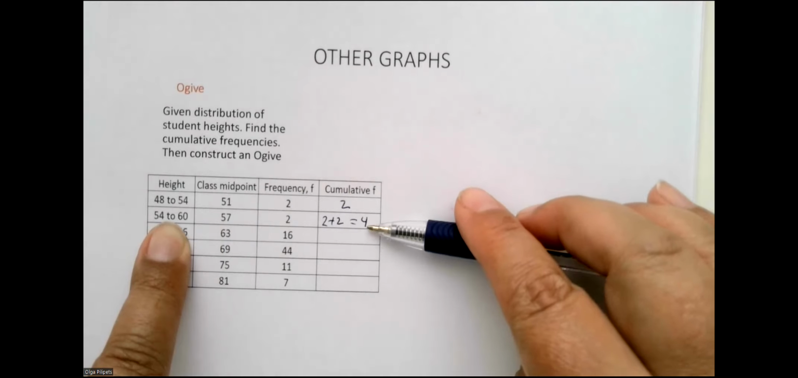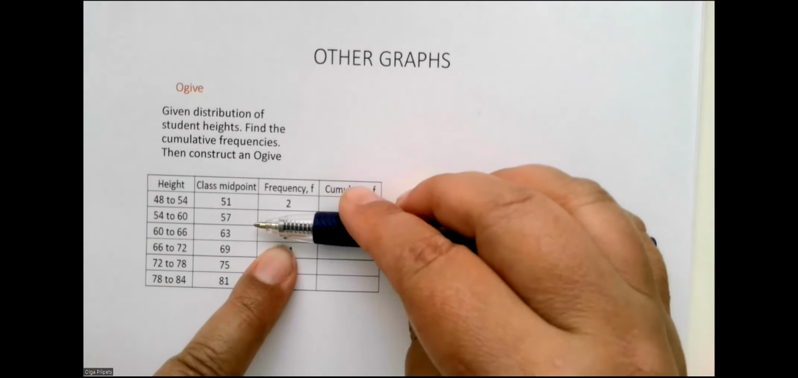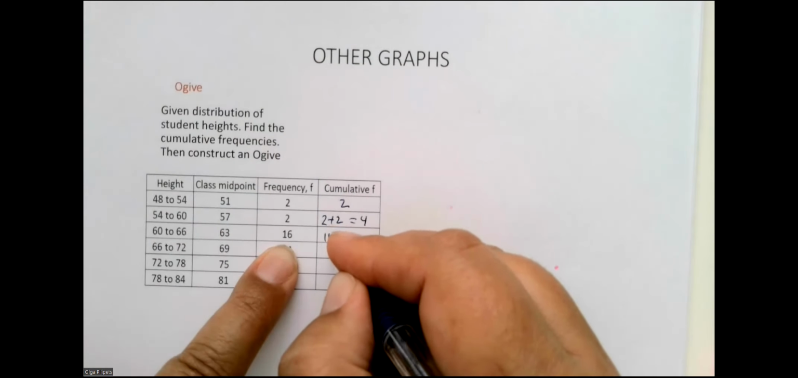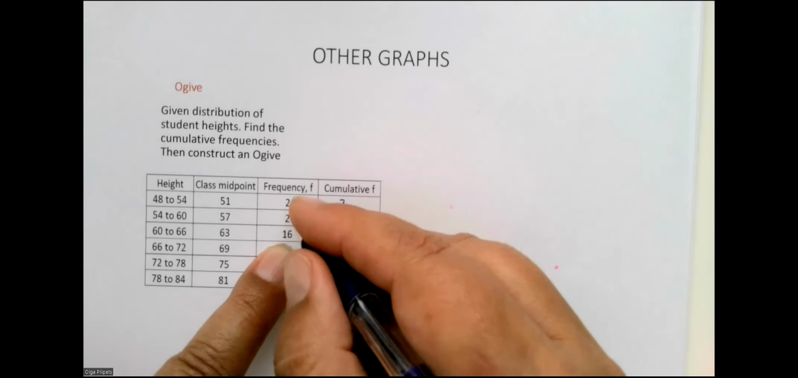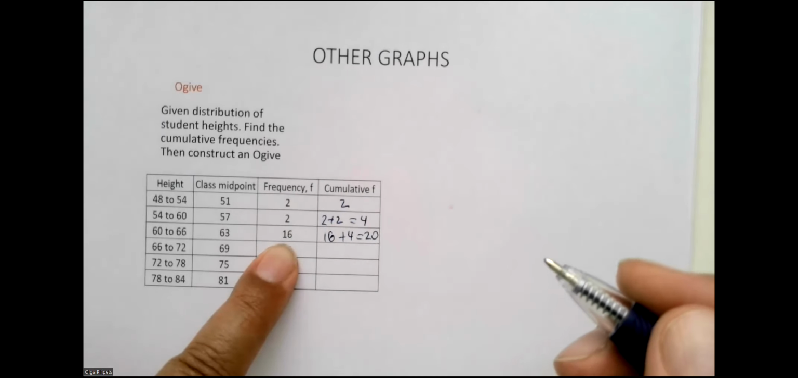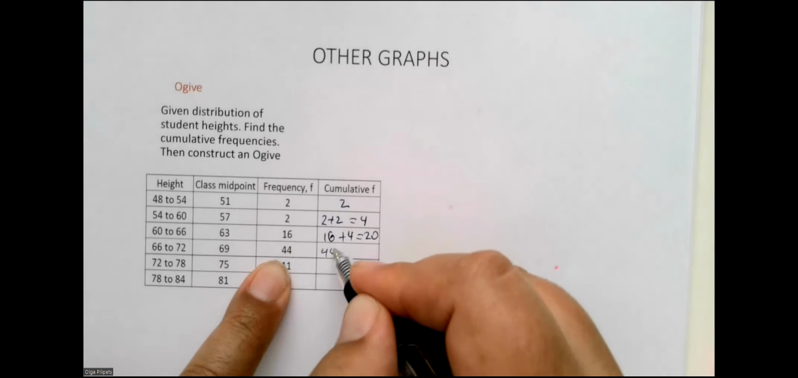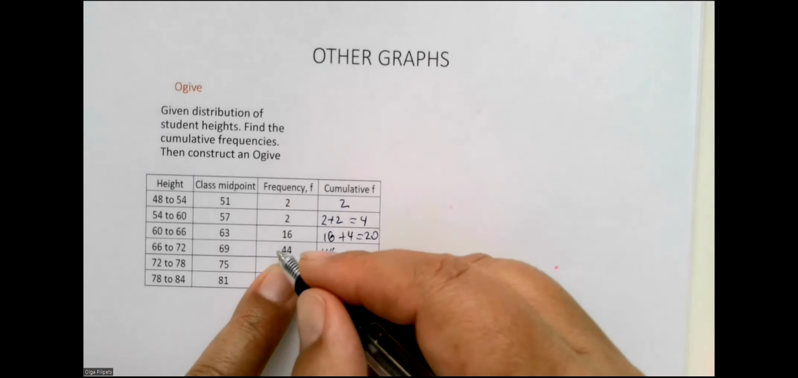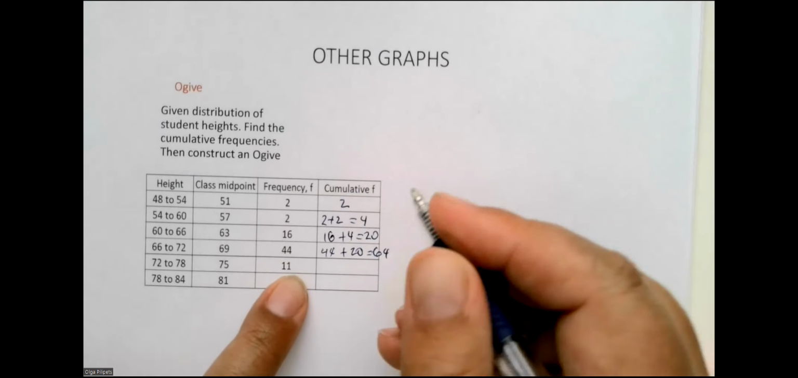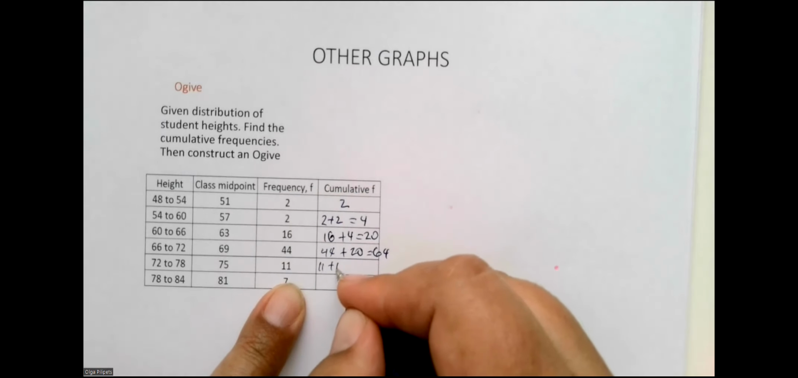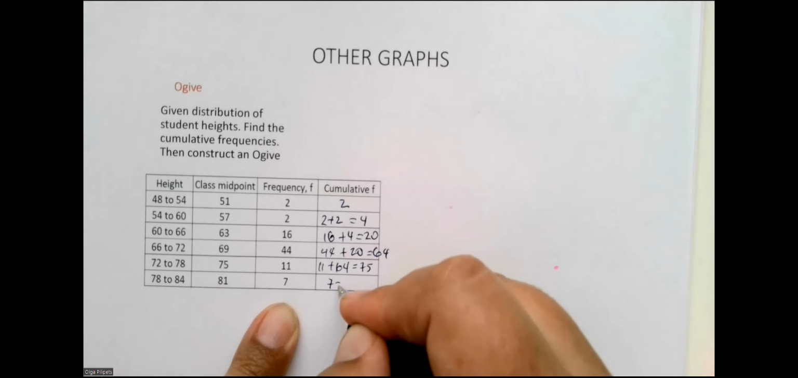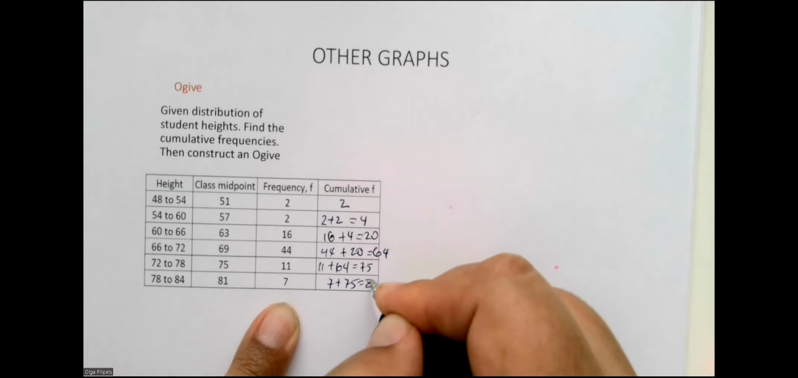So basically, you're writing down how many values you have from this point up. Okay, so in the next class, you have 16 frequencies, but above that class you had 4 already. So 16 plus 4 is 20. Okay, and you continue doing that. So 44 values in this class, and above you had 20, so that's going to be 64. Then 11 plus 64 is 75, and 7 plus 75 gives you 82.